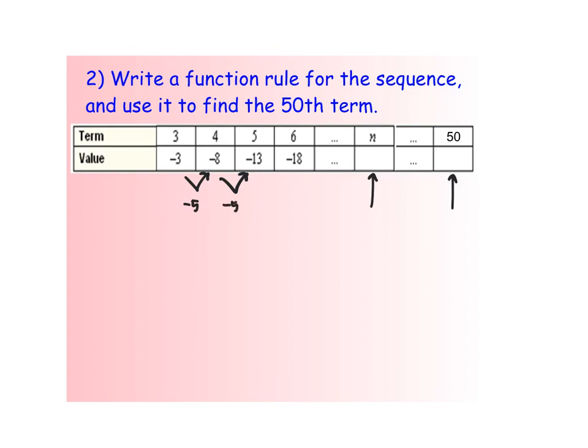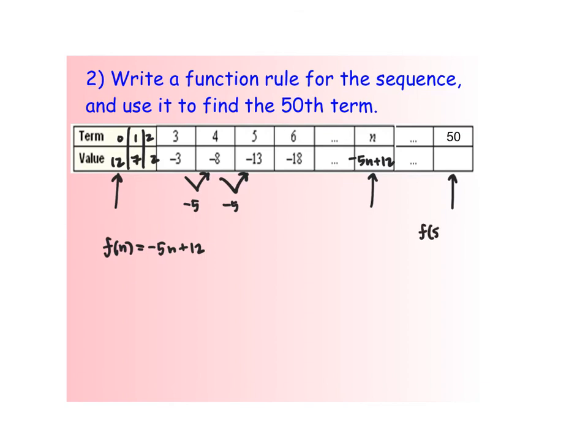Okay, I also need my initial value, or my 0th term. So I'm going to work my way back to that 0 term. Okay, so I'm going to add 5 to -3, gives me a 2. Add 5 again, that gives me 7. Add 5 again, that gives me 12. So my 0th term is 12. So my function rule should be the constant difference times n plus the 0th term. That is my function rule, -5n plus 12.